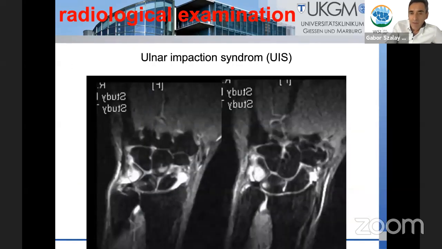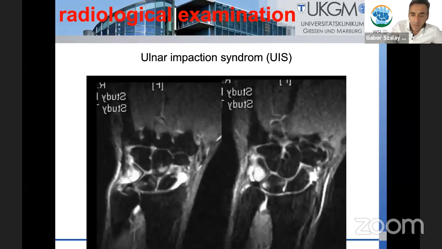It is very, very important to differentiate ulnar impaction syndrome from Kienböck's disease. A lot of people are coming and they say, oh, I have Kienböck's disease, and all they have is an ulnar impaction syndrome.